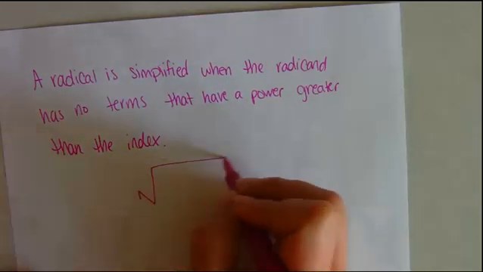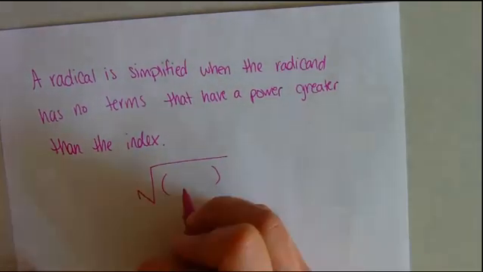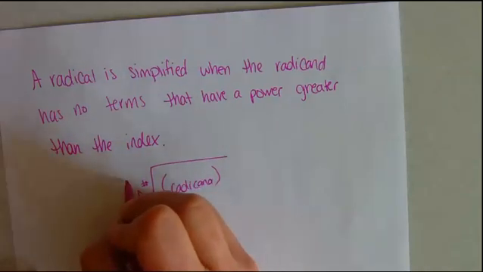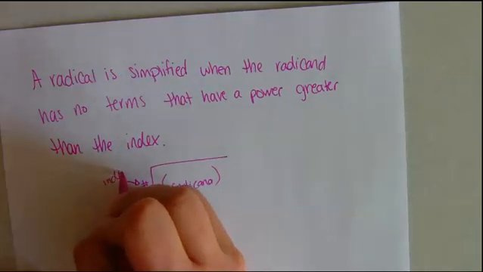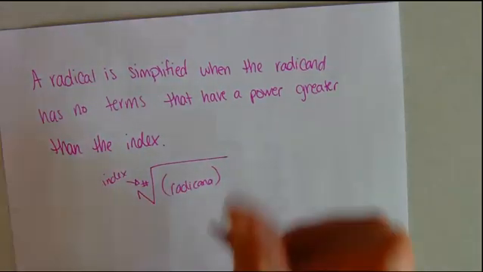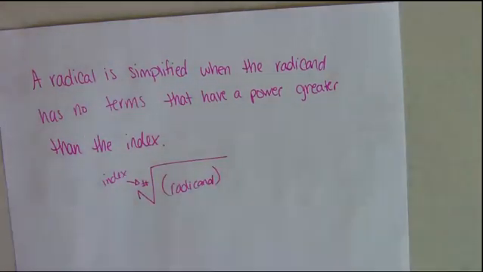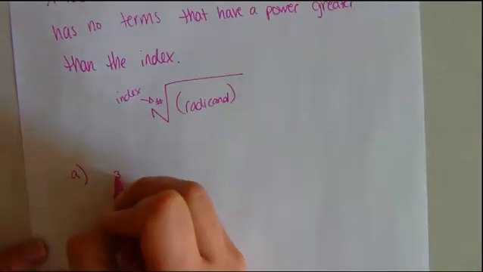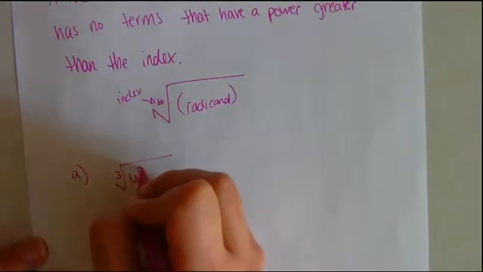So here's my radical. This stuff that's all inside, that's called the radicand. And then whatever number is right here, that's called the index. So we're going to go ahead and try to simplify something that has an index that is smaller than the exponents inside. So starting off simple, let's say we have the cube root of y to the 9th, z to the 12th.